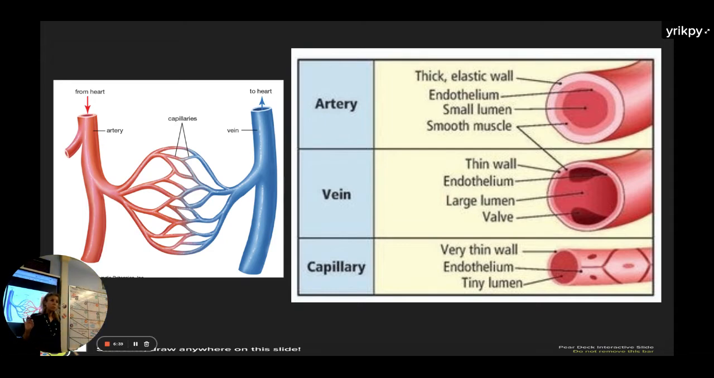And then I talked to you about anything associated with your lungs. What word are you going to use? Pulmonary. Anything associated with your heart, what word are you going to use? Do you remember? Coronary.